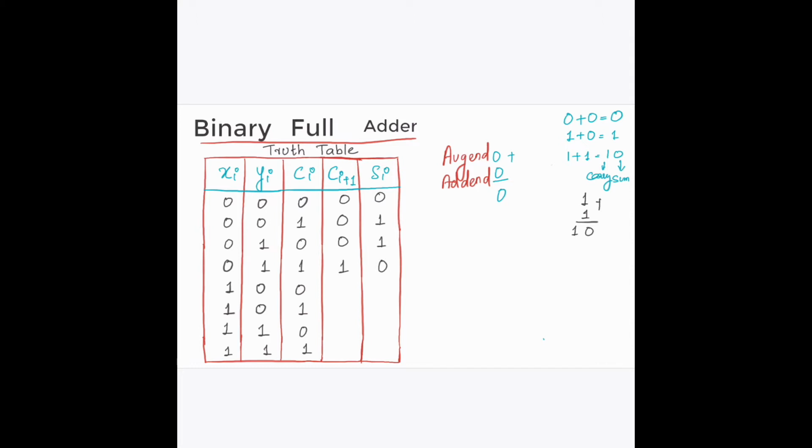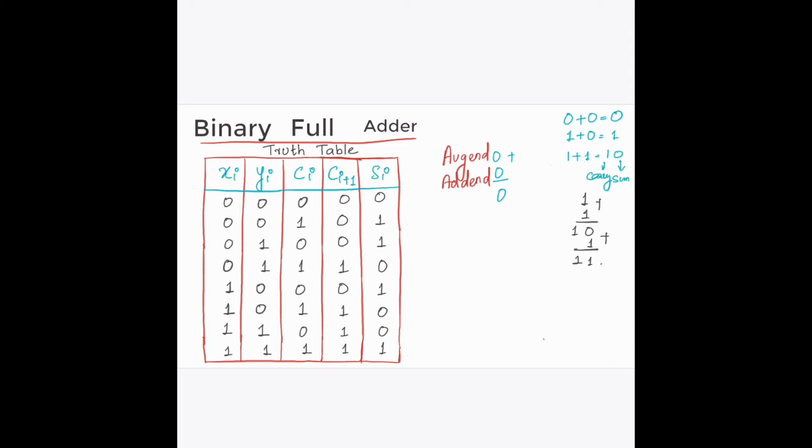Again 1 plus 0 plus 0: the sum will be 1 and the carry will be 0. Again 1 plus 0 plus 1: 0 will be the sum and 1 will be the carry. Similarly for this also. And 1 plus 1 plus 1, the output is equal to 3, which can be written as 1 1.